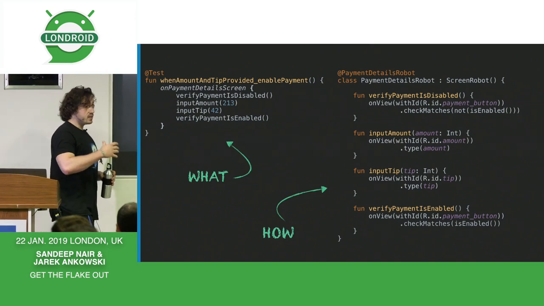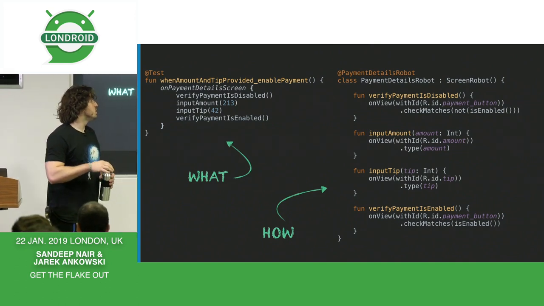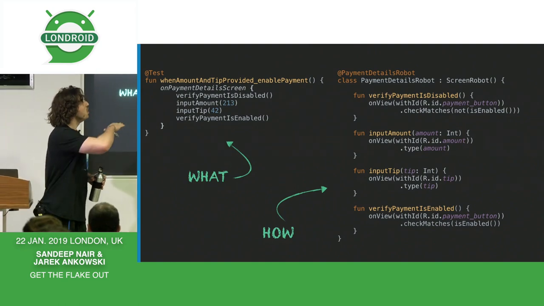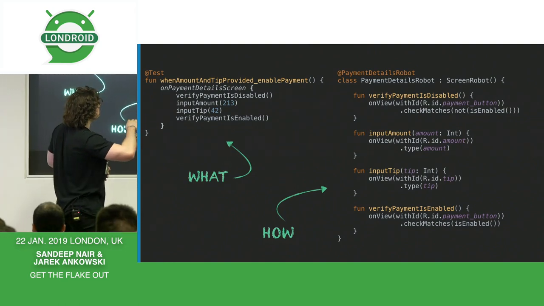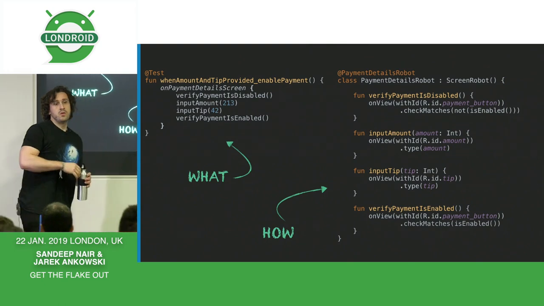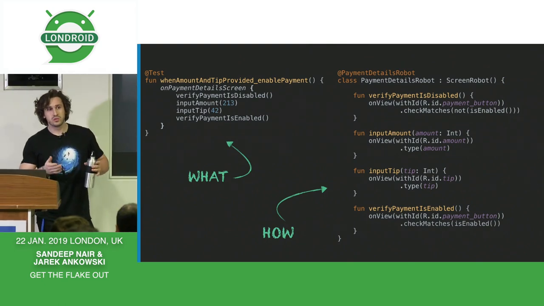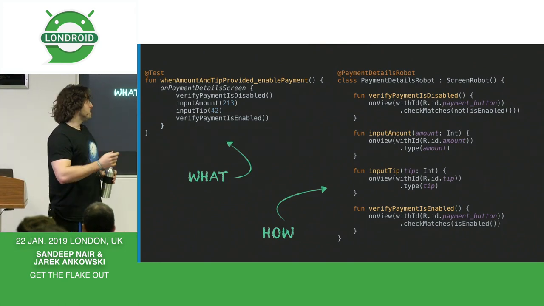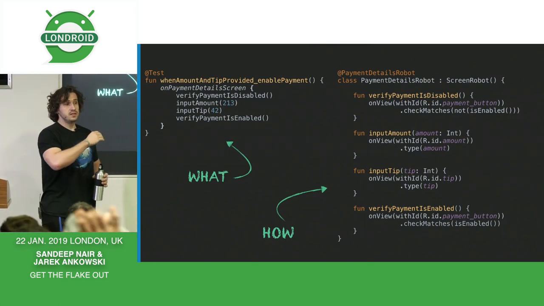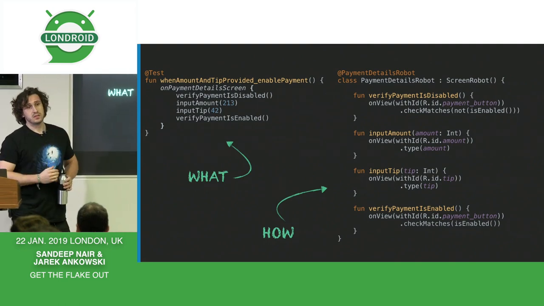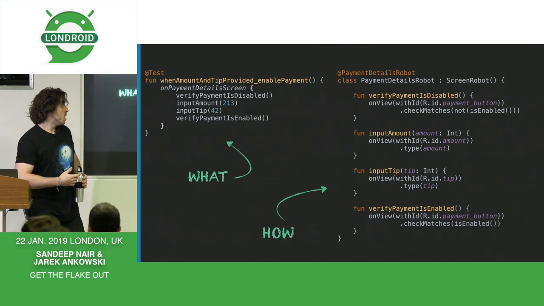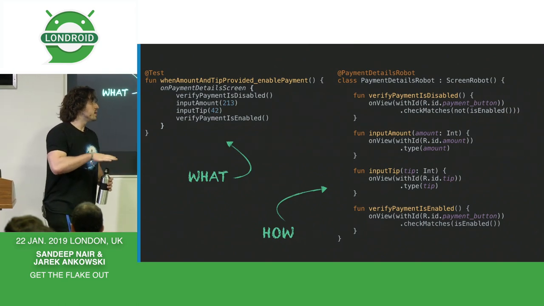Another side effect of using the robot pattern concerns the assertions you can see on the screen, for example, onView with ID payment button, check is not enabled. When you see this in the code, you have to go through it and check, okay, what's the ID and what am I doing? With the robot pattern, it's enough to read the name of the method. Thanks to this, our tests are very readable, and you know exactly what the assertion is doing.